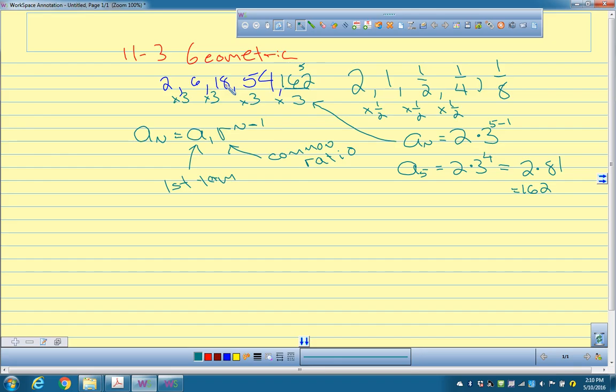The way you find r is: r is equal to a sub n plus 1 over a sub n. In other words, I can take any 2 terms and divide the one after by the one before it, and I will get the common ratio. So in this case, 6 divided by 2 is 3. 18 divided by 6 is 3, because the opposite of multiplying is dividing. 1 divided by 2 is 1/2. That's my common ratio.